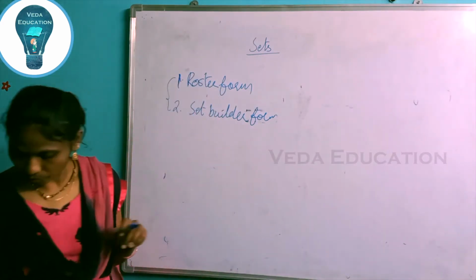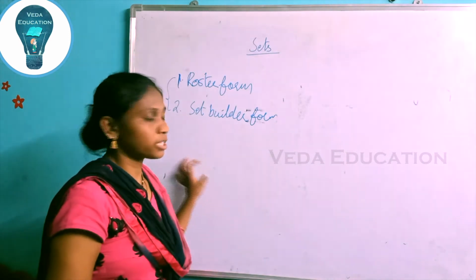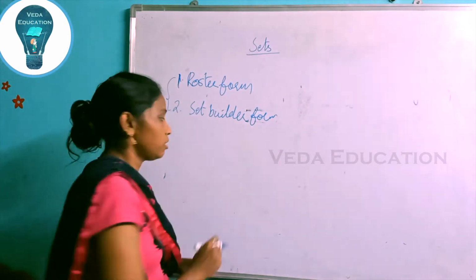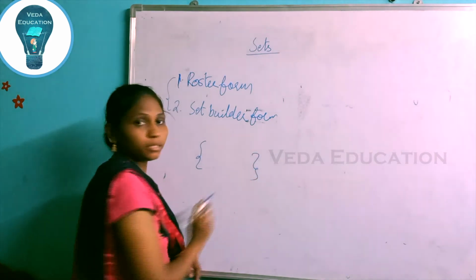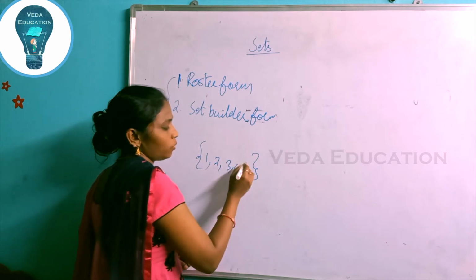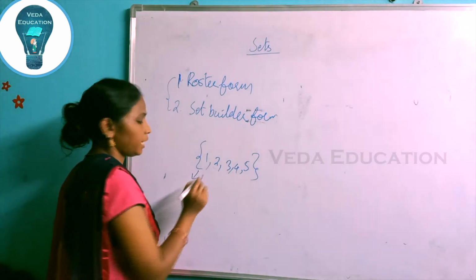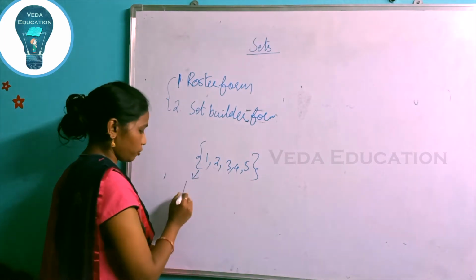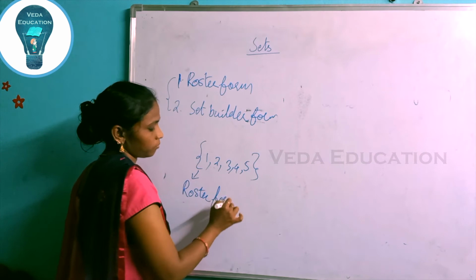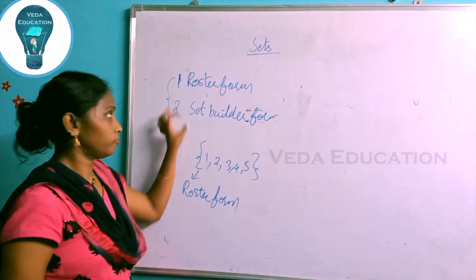Now roster form. What is roster form? When you are considering a collection of objects, when you are writing it in a set, it should be well defined, and we will use set notation braces. Those objects when you are writing in a set, we call them elements, and these elements are separated with commas. This we call a set, and this form we call roster form. In roster form we will have elements. This is very clear, very easy also.